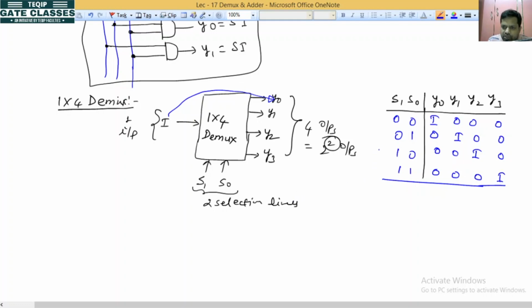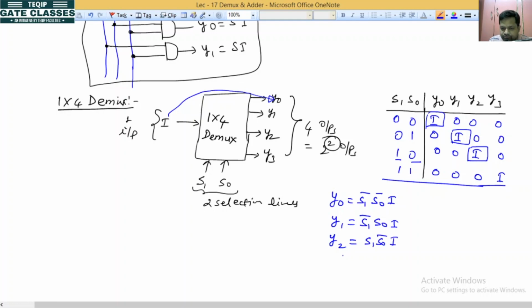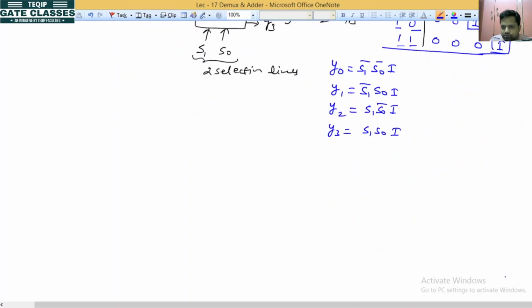Okay na? If you calculate Y0, it will be S1 bar S0 bar I. Y1 will be S1 bar S0 I. Similarly, Y2 is S1 S0 bar I. Y3 is S1 S0 I. Okay na? So we get all the output functions.